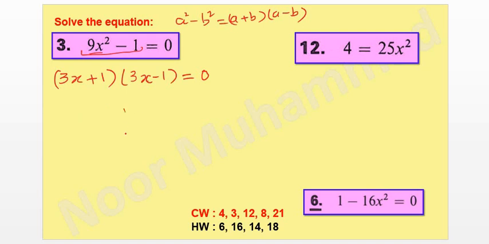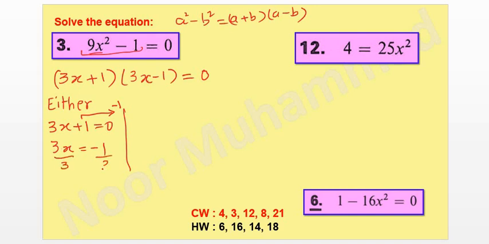Now the next steps are very simple. We got both the factors. We will say either the first factor is 0. What is the first factor? It's 3x plus 1 equals 0. Now first move 1 to the other side, it will change into -1. So we will have 3x equals -1. Now how can we eliminate this 3? So we can divide this side by 3, and we can divide this side by 3. So 3 will cancel 3, and finally x will be equal to -1/3.